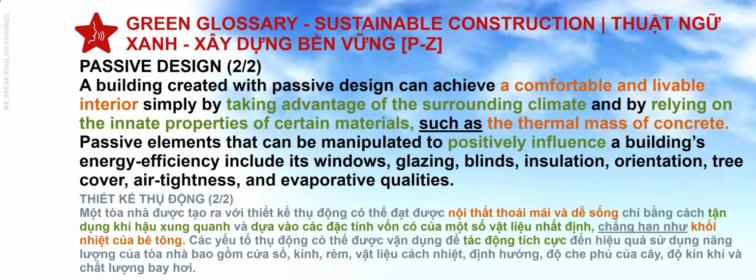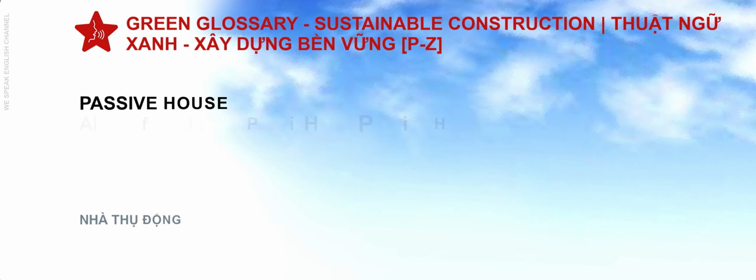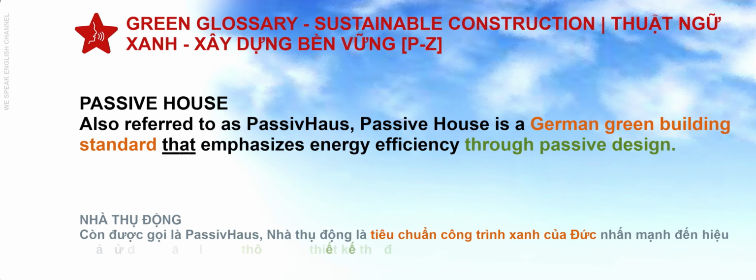Passive elements that can be manipulated to positively influence a building's energy efficiency include its windows, glazing, blinds, insulation, orientation, tree cover, air tightness, and evaporative qualities. Passive house. Also referred to as Passivhaus, Passivhaus is a German green building standard that emphasizes energy efficiency through passive design.